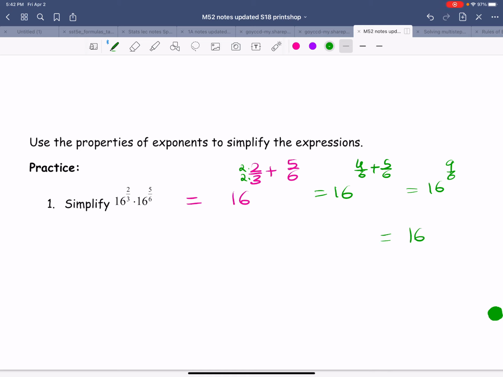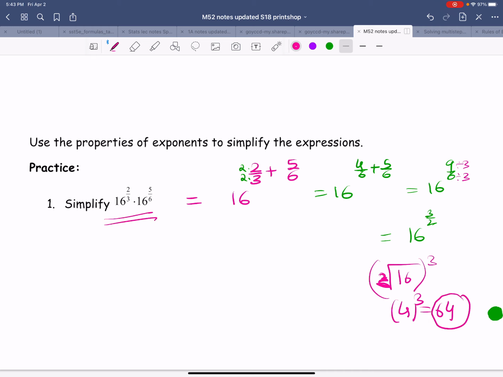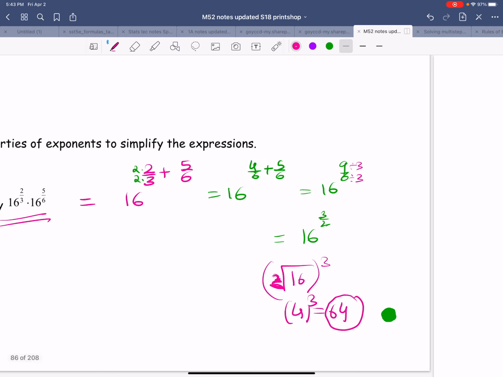Let's go ahead and simplify 9/6. We can divide both numerator and denominator by 3, so that comes out to be 3/2. If I write it as a radical, this is the square root of 16 raised to the third power. The denominator of the fractional exponent becomes the index, and the numerator becomes the exponent. Square root of 16 is 4. 4 to the third power is 64. And that is example number 1. So this expression simplifies to 64 with no exponent.